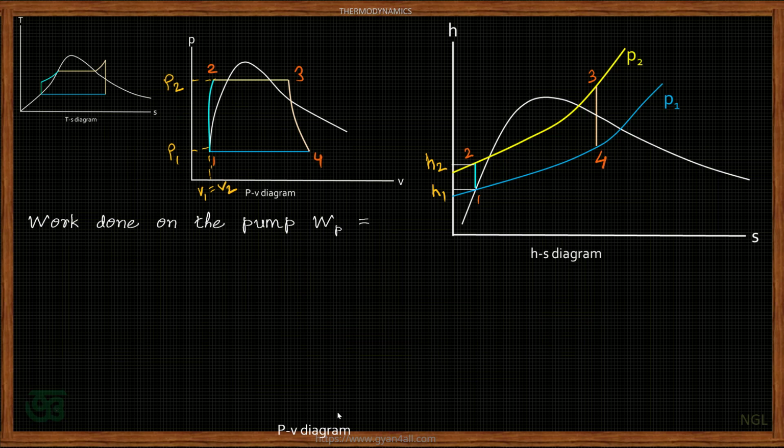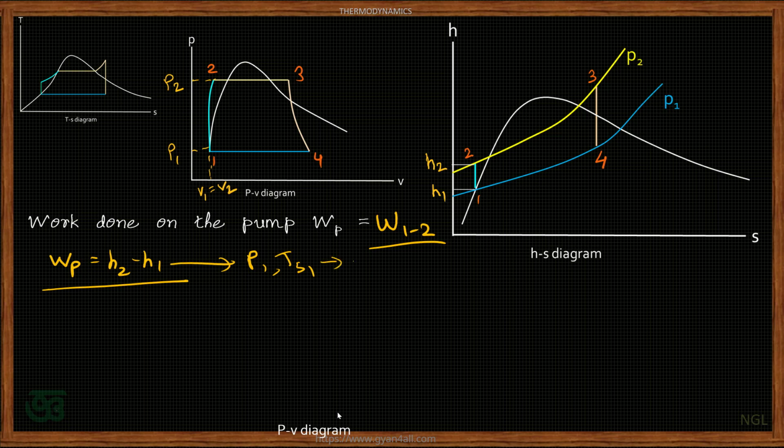Now we will calculate the pump work WP during the process 1-2. From the enthalpy entropy diagram we can say WP is equal to H2 minus H1, and for that we have to calculate the value of H2, enthalpy at point 2, and enthalpy at point 1. For enthalpy at point 1, it will be with respect to the pressure P1 and temperature Ts1, and it is Hf, that means sensible heat, because it is saturated liquid or saturated water. And for H2, we have already mentioned how to calculate H2.